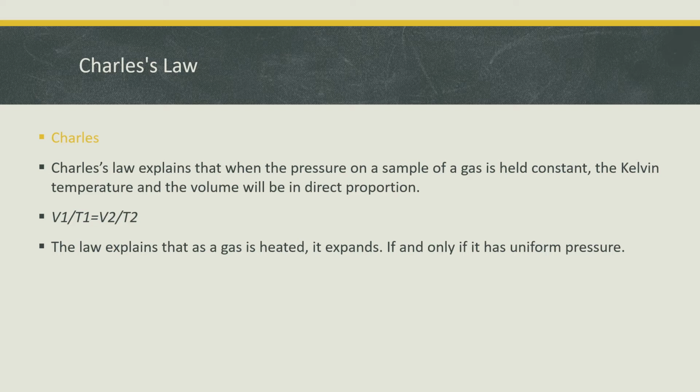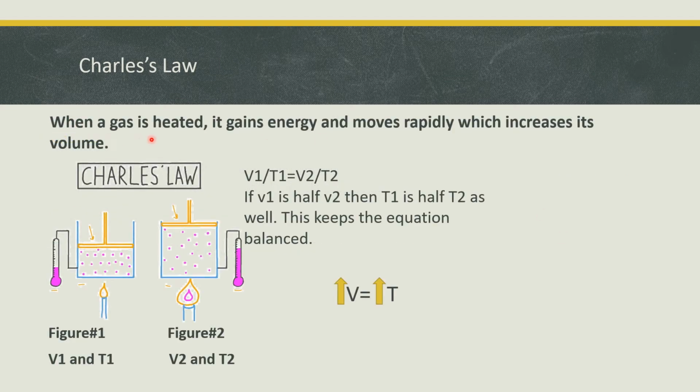The law explains that when a gas is heated, it expands, if and only if it has uniform pressure. So we have to keep the pressure constant. Now, when a gas is heated, it gains energy and moves rapidly, which increases its collisions and increases its volume. So here the pressure is going to be constant, assuming there is no change in the pressure. Figure 1 has less heat than figure 2. As you're giving it heat and energy, it's going to expand, increasing the volume. So more temperature is more volume. This keeps the equation balanced.